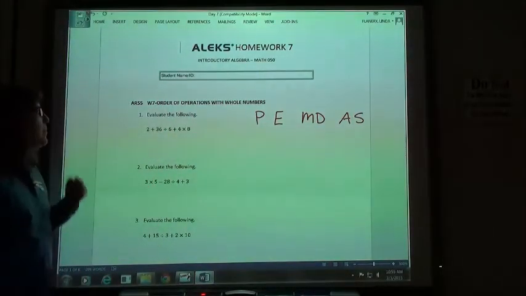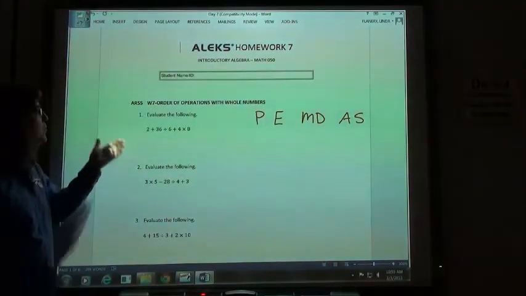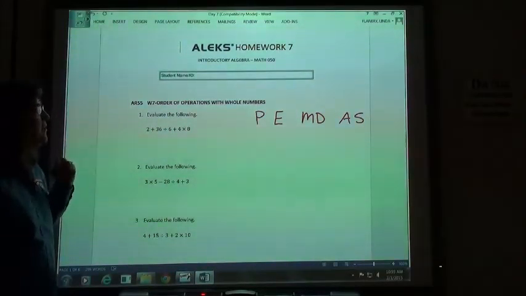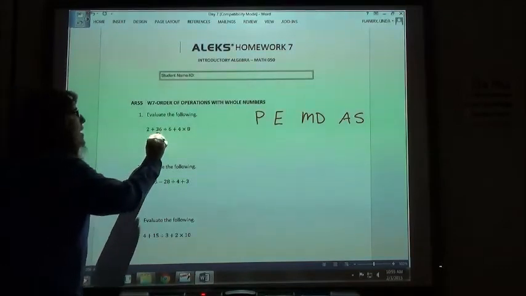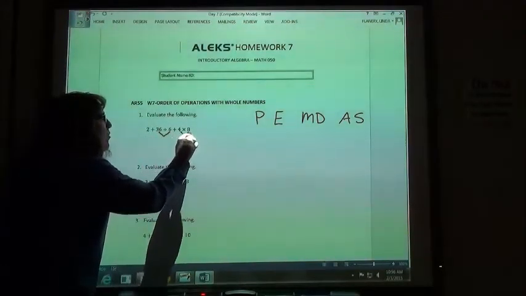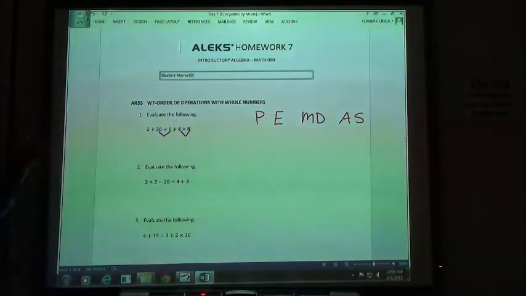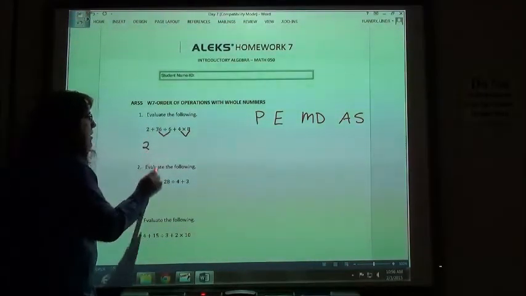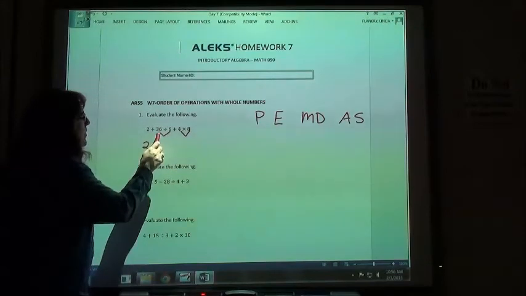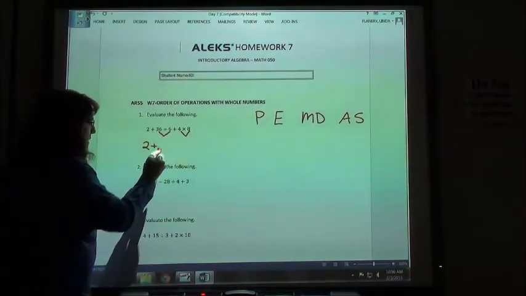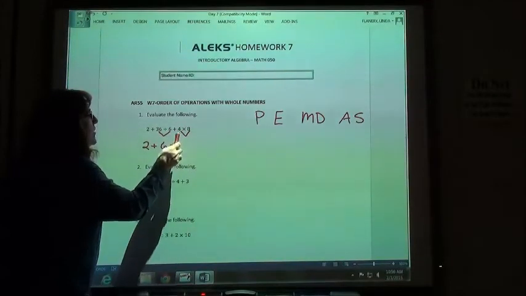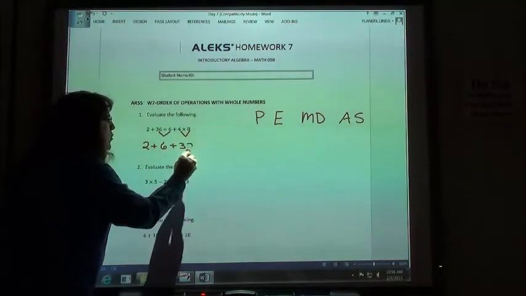So on the first problem here, if I'm following my order of operations, we don't have parentheses or exponents. We have to do any multiplying and dividing from left to right. Here we have a dividing, here we have a multiplying. So we're going to do those two things first. This 2 in front's just going to come down, plus, and then I'm going to put the answer of 36 divided by 6, which is 6. Then I have a plus sign, and I'm going to put the answer of 4 times 8, which is 32.